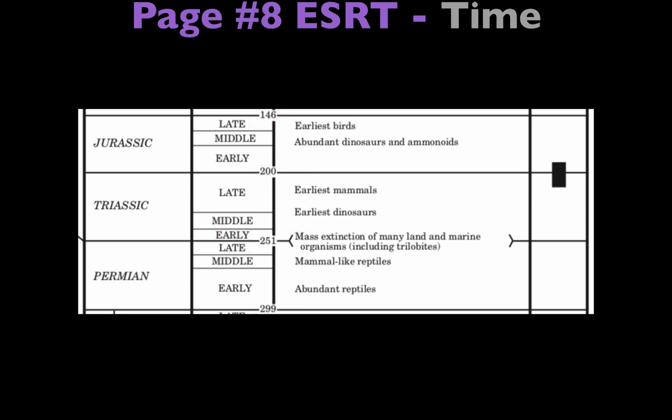You can also mark with time when certain events took place. So for example, there have been many mass extinctions throughout Earth's history. One of the most notable was the mass extinction of many land and marine organisms, and that occurred 251 million years ago, which marks the transition between the Permian and Triassic periods.